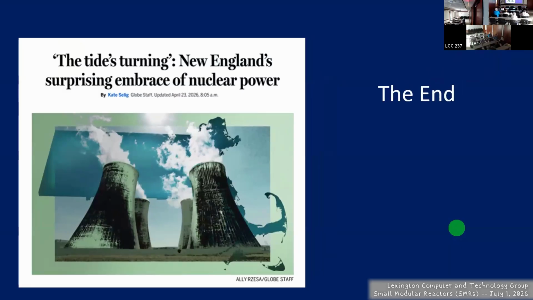And again, with the graph. This is from the Boston Globe. The tide's turning. New England's surprising embrace of nuclear power. The Globe has been anti-nuke forever. Now they're changing their tune. Now, you've all heard this, but it's worth saying. They say that because of the data centers, we're going to have to increase the amount of power we're producing in the United States by 50% by 2030. See any power plants being produced? That's impossible. They haven't even started. These are all theoretical. The SMRs are theoretical. But that's what the power demands are going to be.